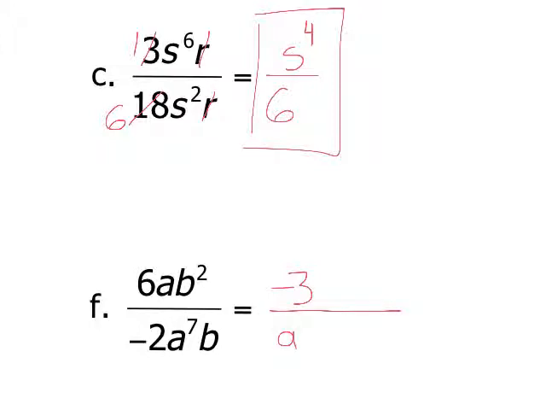So a to the 6th goes down on bottom because that's where my bigger exponent was. And then b's, my bigger b is on top. So 2 minus 1 leaves me with a single b on top. So I have negative 3b over a to the 6th.